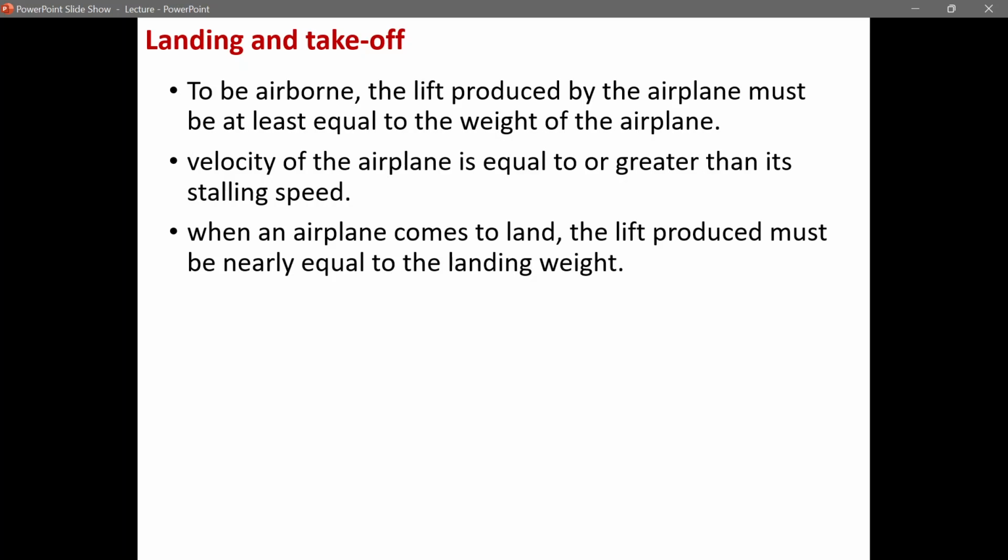When an airplane comes to land, lift produced must be nearly equal to the landing weight. Let me ask you, let's actually talk about this a little bit. So we are saying the lift produced must be equal to the landing weight when we are landing. But when we are landing, we don't really need to have any force in this direction. Weight can actually be higher than lift because we want to go towards the surface of the Earth. Why do we say that the lift still needs to be equal to weight?